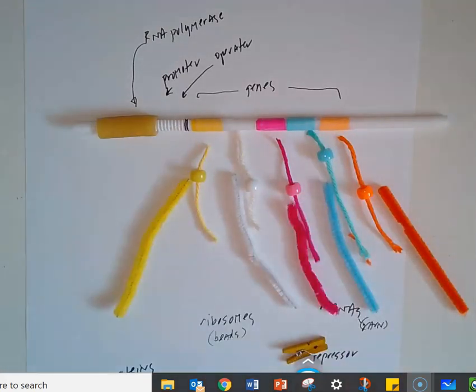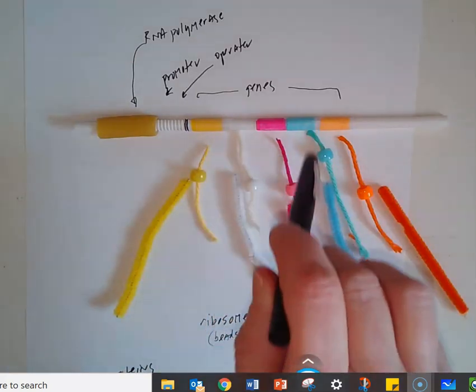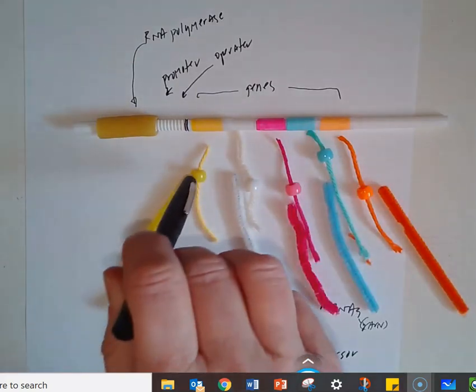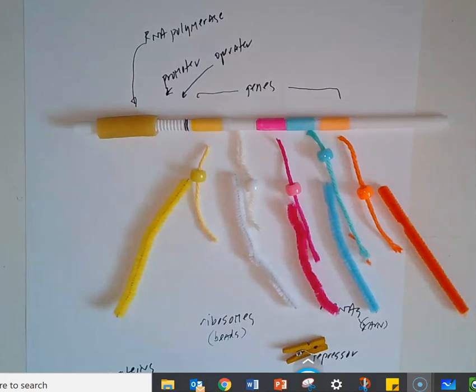The bendy part of the straw is the promoter region. I realize my handwriting is not that great. The black line in the bendy part is the operator. The noodle is the RNA polymerase. The yarns are going to be the mRNAs. The beads are the ribosomes, and the pipe cleaners are going to be the proteins.